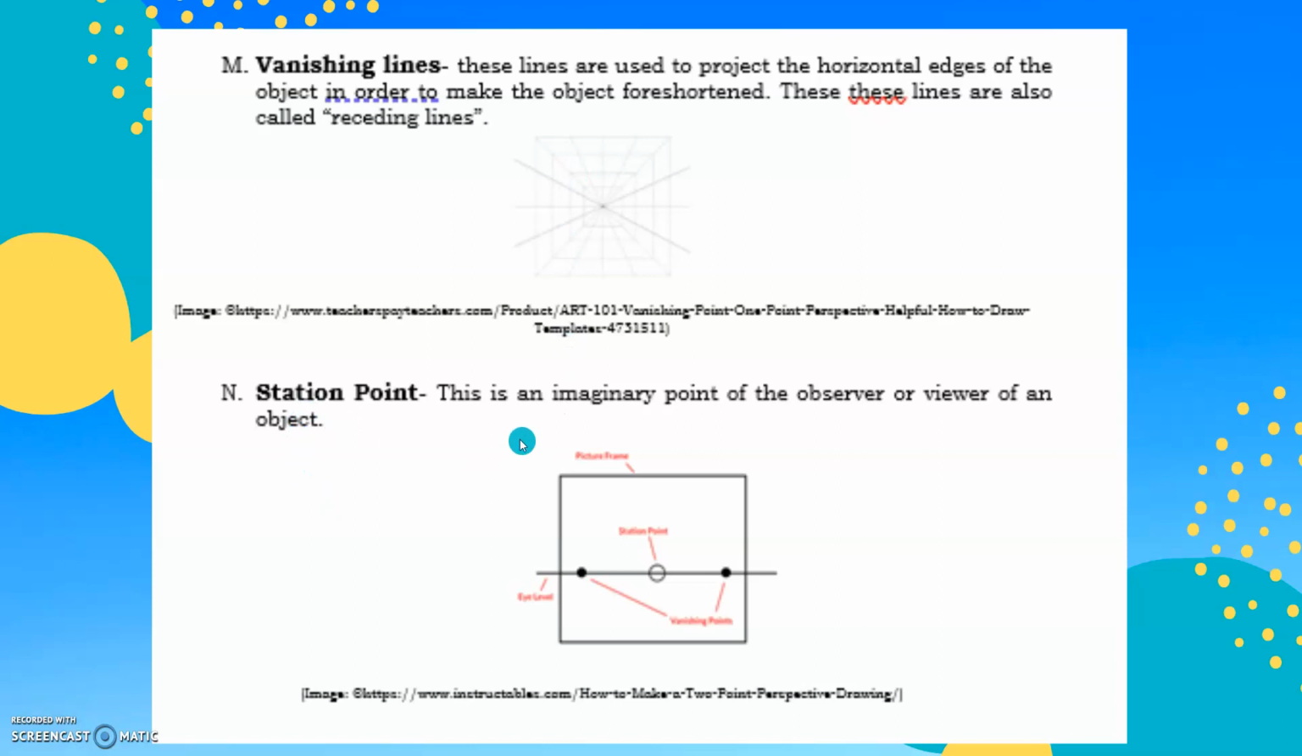Next is the station point. This is an imaginary point where the observer views that object. Station means it has an end, or we call it the vanishing point, on both sides, in the station projection.